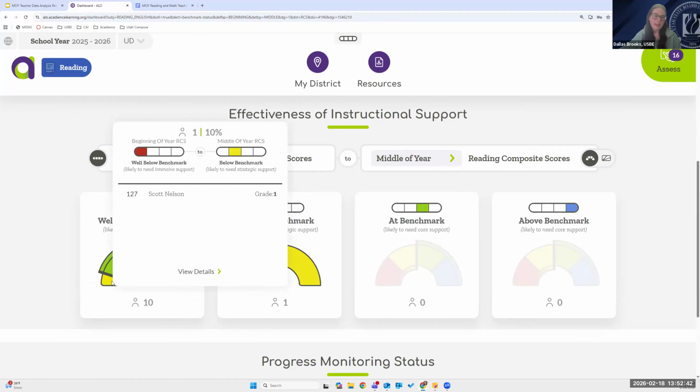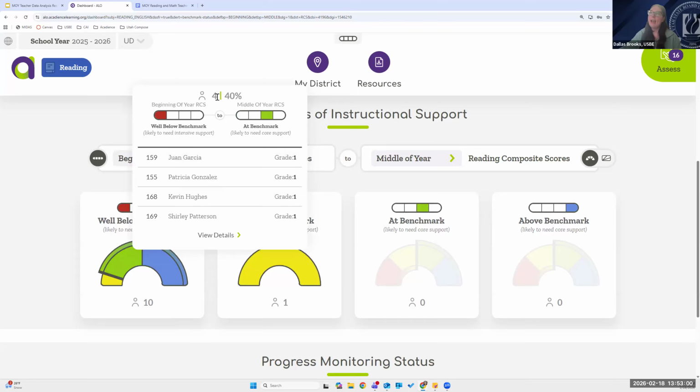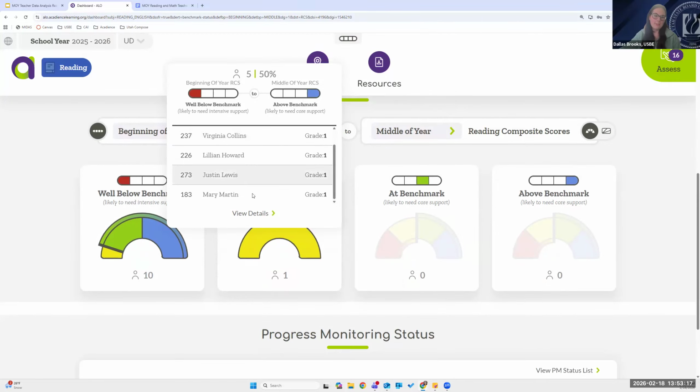If I hover over those color blocks, it will tell me specifically the number of students. So I had 1 student who went from red to yellow, and it will also list the name of that student. So Scott was my student who went from red to yellow. If I hover over my green, it tells me that I had 4 students go from red to green, and it lists those 4 students for me. And then again, hovering over my blue, I had 5 students go from red to blue. Those 5 students are listed. I may have to scroll if there's a few of them.